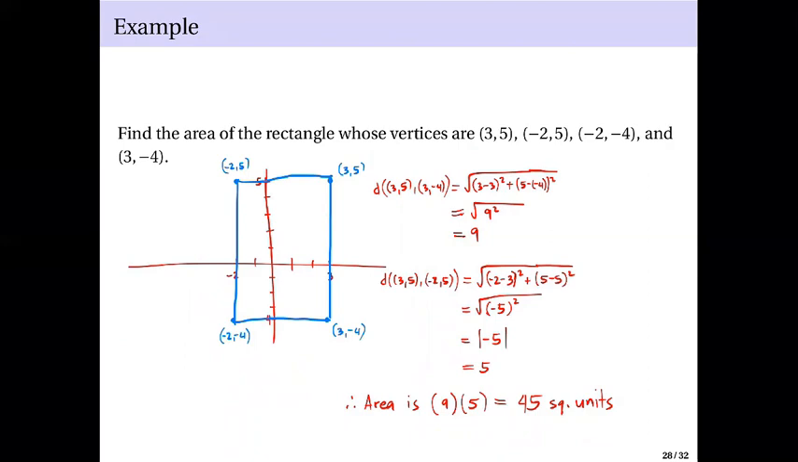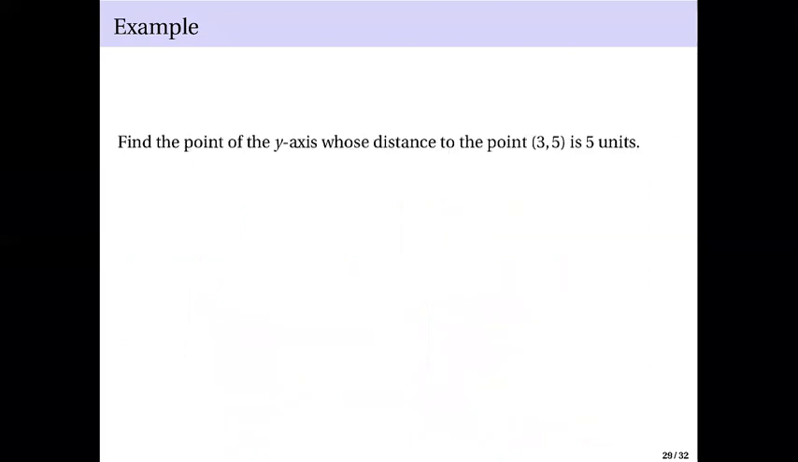Next problem here. Find the point on the y-axis. Okay. So find the point on the y-axis whose distance to the point (3, 5) is 5 units.